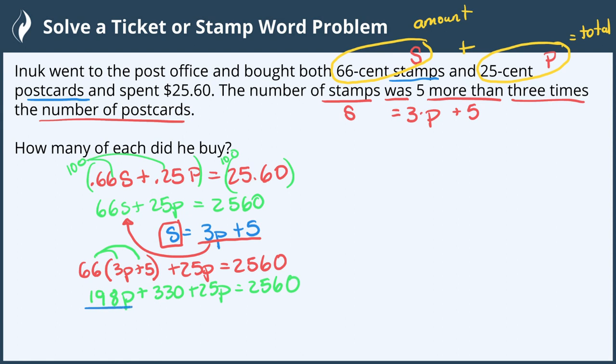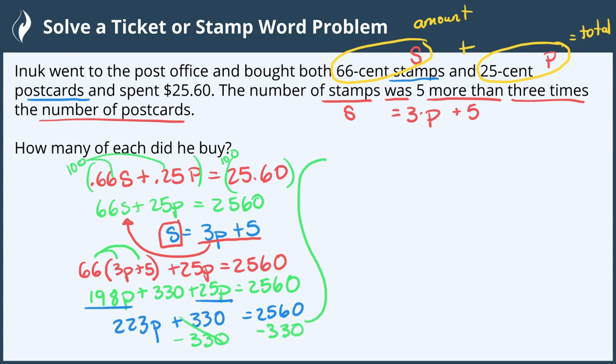Now we can combine like terms on the left side. 198 plus 25 is 223p plus 330 equals 2,560. Now we can subtract 330 from both sides, leaving us with 223p equals 2,230. Now we can isolate the variable by dividing by 223 on both sides.